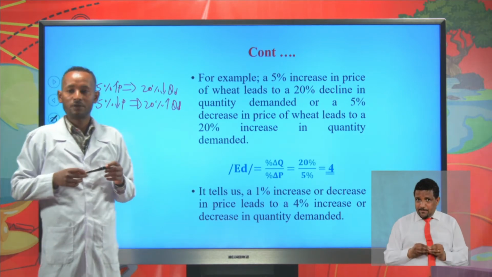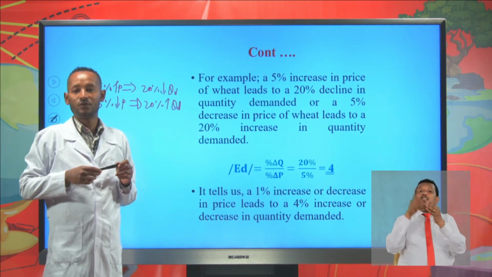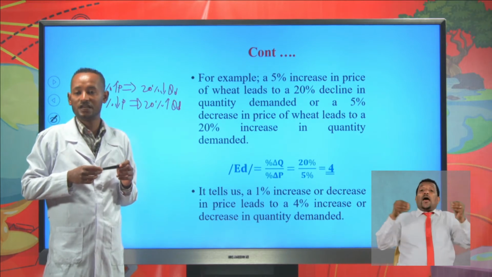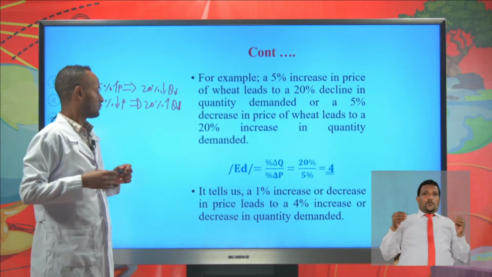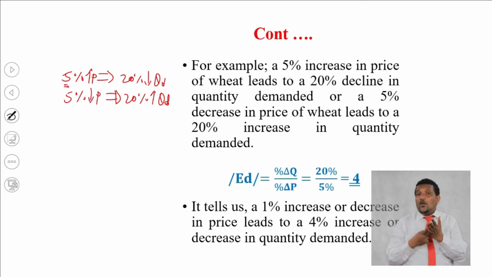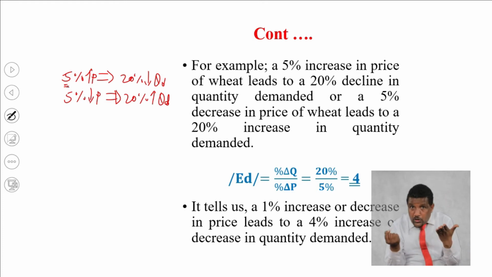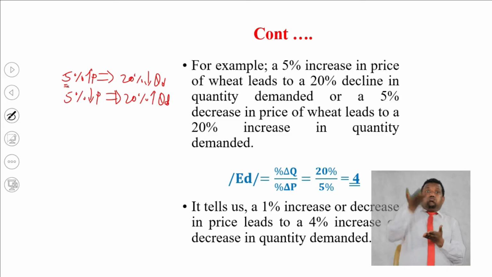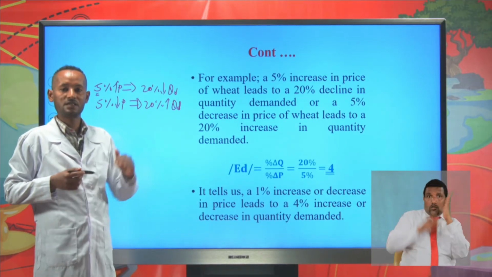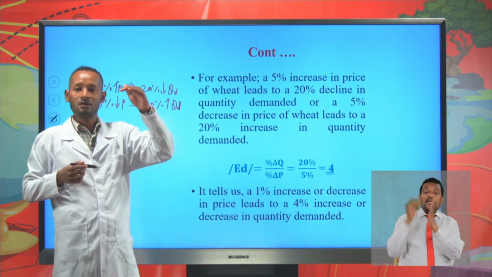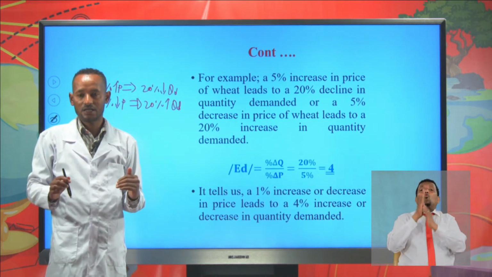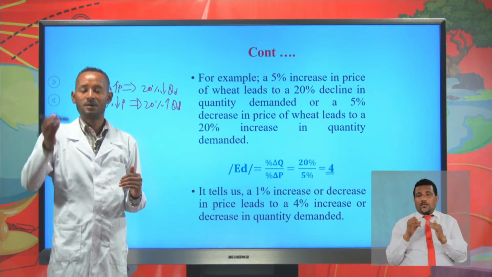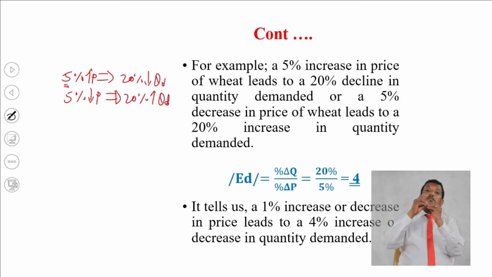Mathematically, after calculating the price elasticity of demand, if you get a value which is greater than 1, then the buyer is said to be elastic. So this 4 tells us a 1% increase or decrease in the price of a commodity leads to a 4% increase or decrease in quantity demanded. That means a 1% increase in price leads to a 4% decline in quantity demanded, and a 1% decrease in price leads to a 4% increase in quantity demanded.